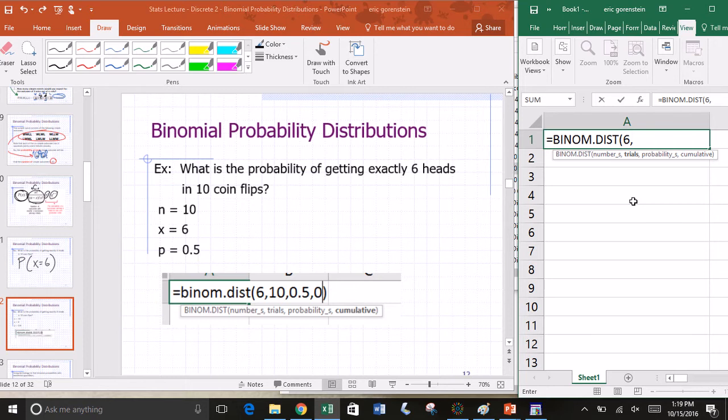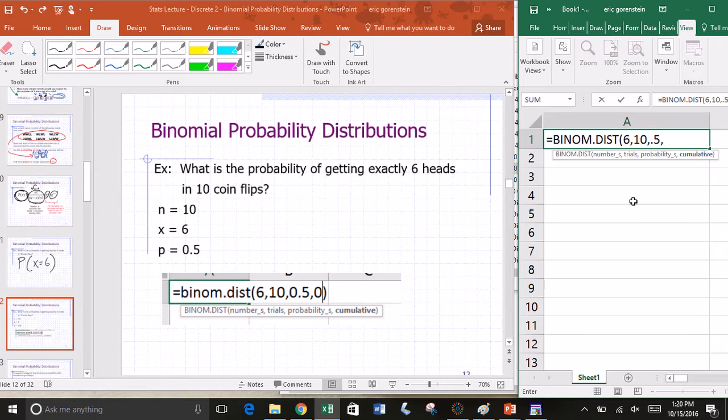So number of successes is 6, number of trials is 10, probability of success is 0.5, and do I want the cumulative function? Cumulative function means everything from the beginning. In this case, everything up from 0. So if I say x equals 6, the cumulative function will interpret that as x equals 0, 1, 2, 3, 4, 5, or 6, and give you all of those probabilities added up.